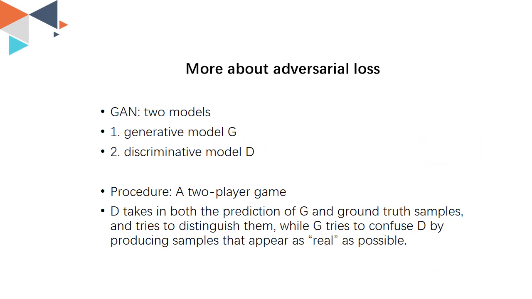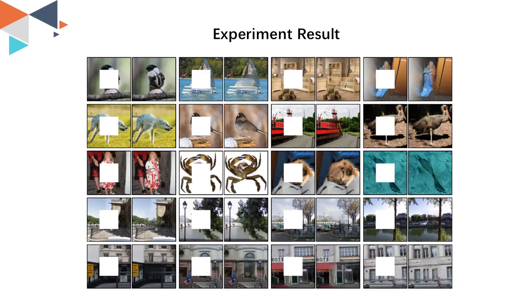Now let's see the adversarial loss. Well, it is based on GAN. The GAN always has 2 models, the generative model G and the discriminative model D. The learning procedure of GAN is a 2-player game. D takes in both the prediction of G and ground truth samples and tries to distinguish them, while G tries to confuse D by producing samples that appear as real as possible. When D cannot distinguish the image G generated from the real image, the learning stops. And this is the experiment result. We can see that it can generate the missing parts as real as possible.